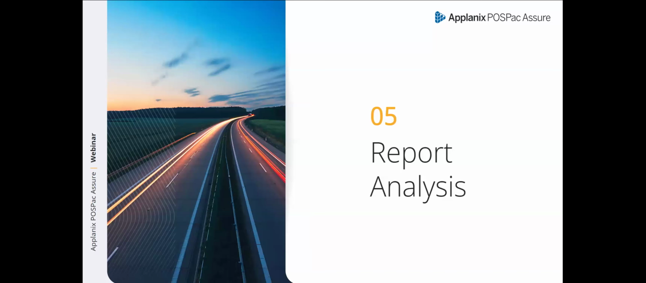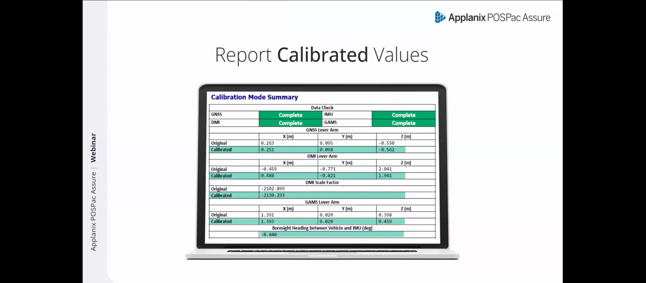That brings me to section number 5, report and analysis. Just a few examples here. We don't dive too much into those details. Here is an example of the report that is generated if you use the calibration mode. For instance, here on top, you can see basically the completeness of the components that have been loaded into POSPac Assure. So it checks whether GNSS is complete, DMI is complete, IMU data, GAMS data are complete. So you have this traffic light principle here. Everything is basically bundled in one table.